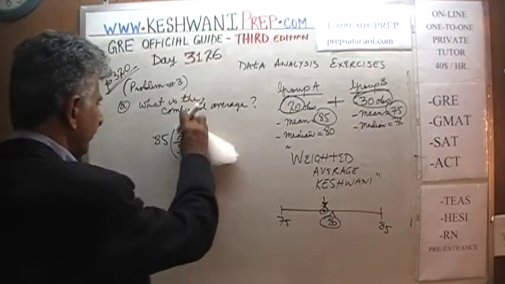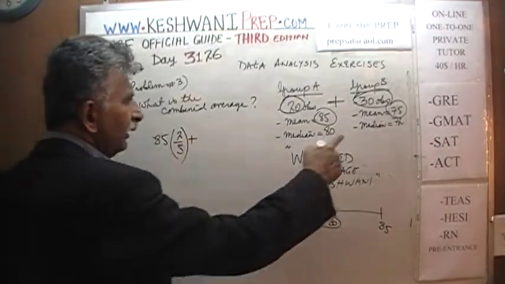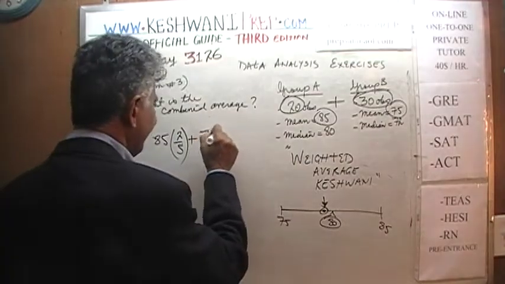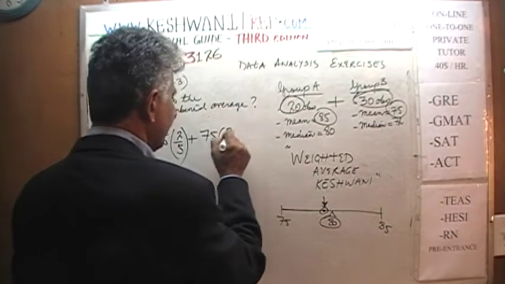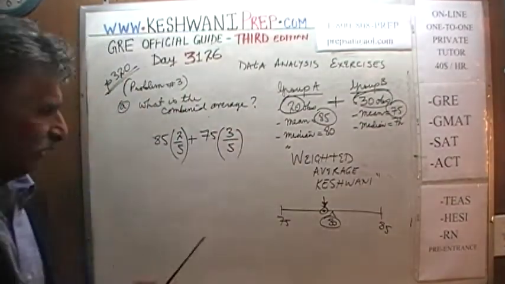We don't have to do 20 out of 50, that's silly. Similarly, this group has the average of 75. And what weight do we assign it? Well, it's 30 out of 50. It is 3/5. And that's it. That's our answer.